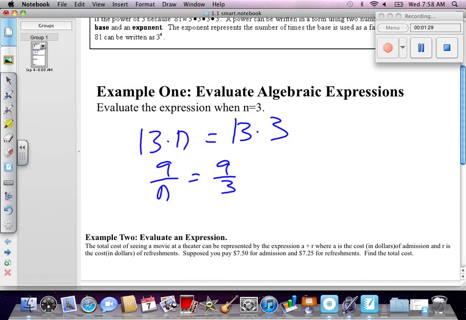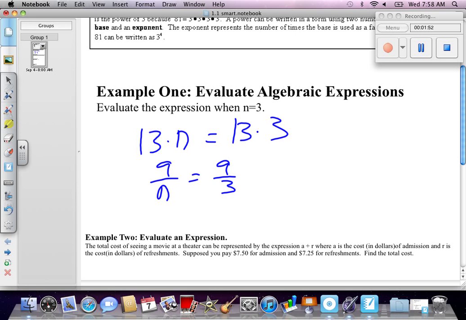Any questions about replacing the letter with a number? It says at the top, do you see where it says evaluate the expression when n equals 3? So that tells you whenever you see an n, you're going to put a 3 there. Okay. If it doesn't say that, you can't do it.